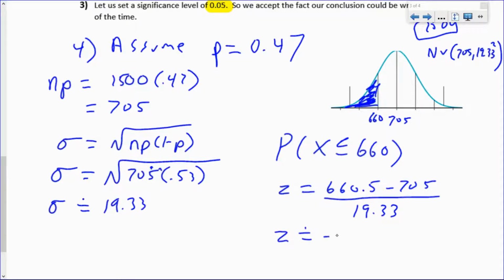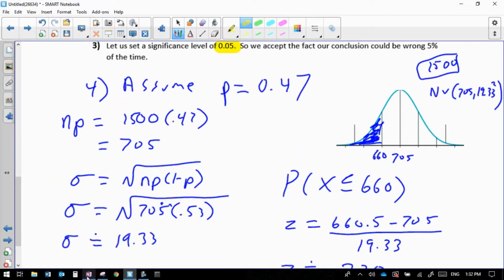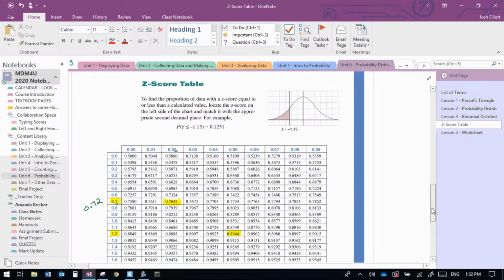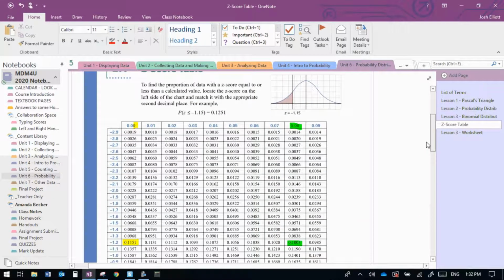Our z-score here is about negative 2.30. So this is 2.3 standard deviations from the mean. Hopefully you realize that is going to be a small number when we look it up in the table. Let's just take a look at that number. Okay, it's here in OneNote, negative 2.30. There it is right there, 0.017.